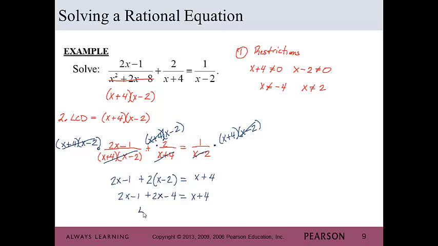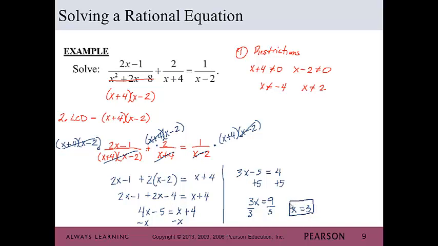Combine our like terms, and we have 4x minus 5 equals x plus 4. Subtract x on both sides. And now we have 3x minus 5 equals 4. Add 5 on both sides, add 5. And we have 3x equals 9. Divide by 3, divide by 3. X equals 3. Now remember, let's go up to our restrictions.